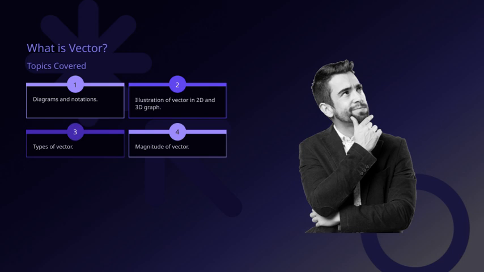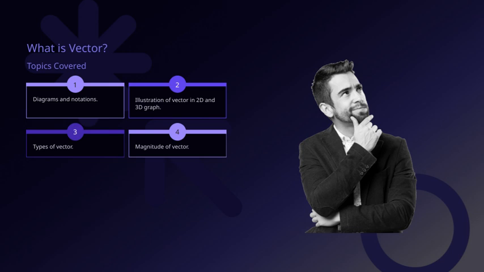Now, moving on to the illustration of vectors, we can see how they are represented in both 2D and 3D graphs. In 2D, the vector is shown with an arrow pointing from the origin to a specific point, while in 3D, it extends into the third dimension, giving us a more comprehensive view of its direction and magnitude.